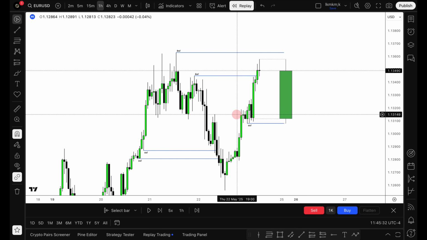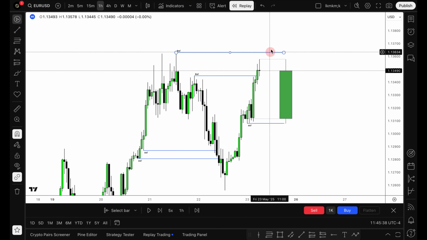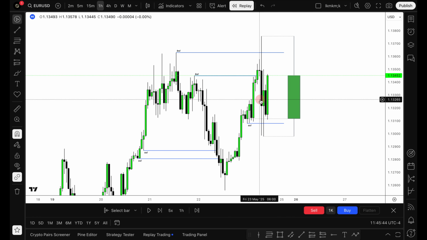So let me just clear up the chart a bit. Price right now is in close proximity to here, so it's most likely going to move up into there. So with this huge candle, we took out buy side liquidity and sell side liquidity as well.